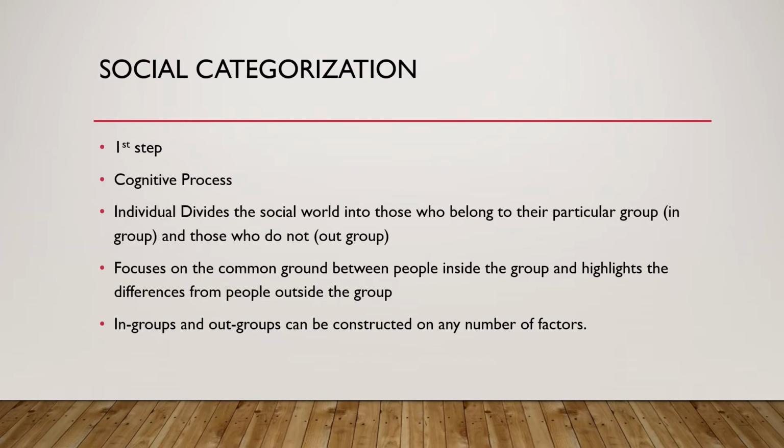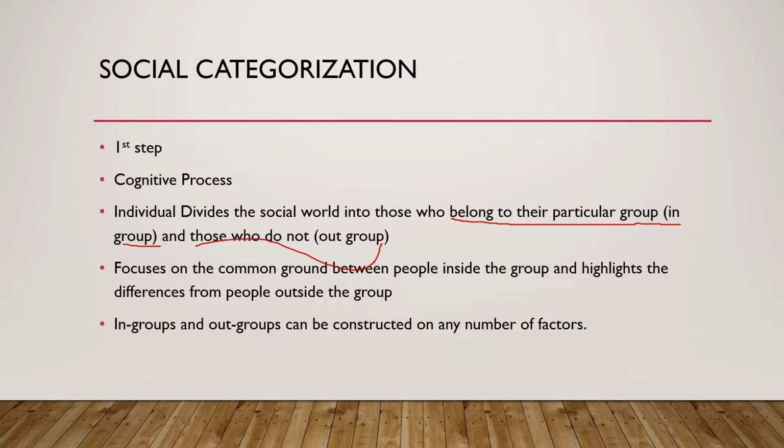So social categorization is really the first step in this social identity theory, and it's a cognitive process. It's where the individual divides the social world into those that belong to their particular group, or the in-group, and then those who do not, and that's called the out-group. And I love my little squiggly line there.